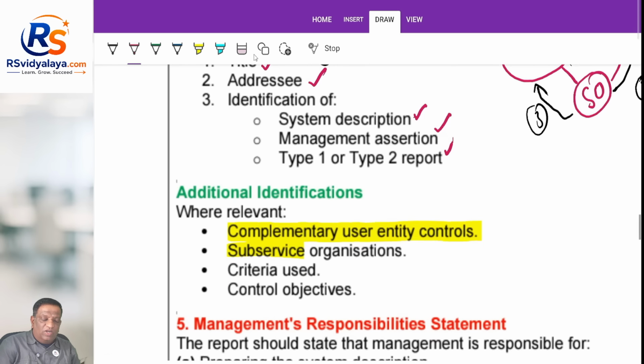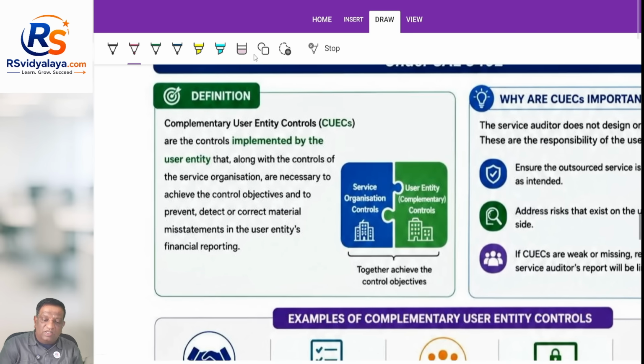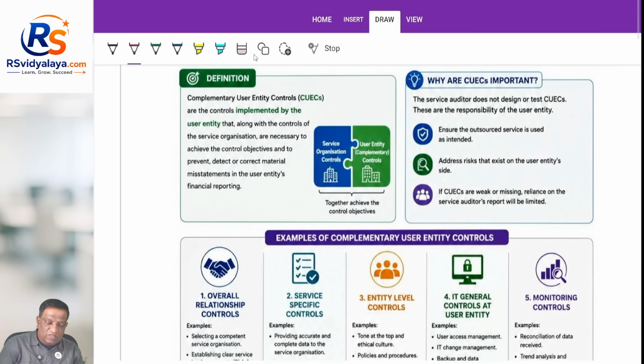Then what are the additional identifications? Wherever relevant, the service auditor would be talking about the complementary user entity controls. Take one star to it. You will discuss this in SA 402 in detail. What are complementary user entity controls? These controls are set at the user entity to validate the information given by the service organization. Now, let us look at these complementary user entity controls. Now, look at the flow.